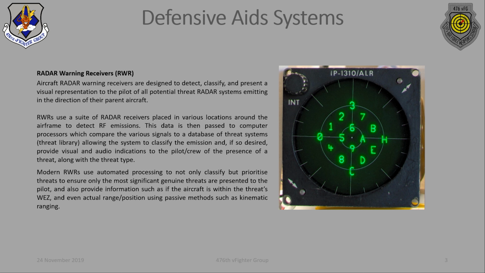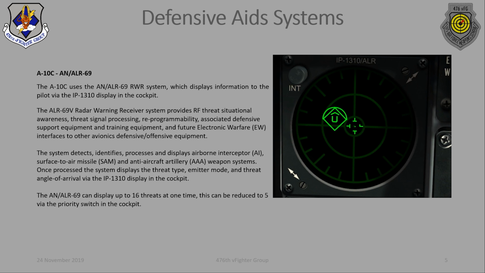Ranging is normally done by kinematic ranging. So over time, as angles change, essentially triangulation, the system will automatically resolve the range to a threat. Generally it's something that's in the more modern aircraft, where it will classify, range it, tell you whether it can shoot you and all manner of things.